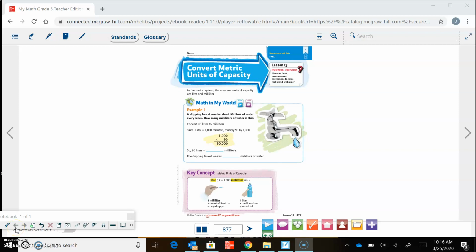Good morning. Happy Thursday. Today we're going to be converting metric units of capacity. Our essential question is, how can I use measurement conversions to solve real-world problems?